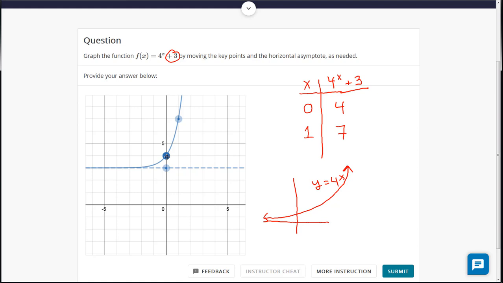There's the point 0, 4. And we should have a horizontal asymptote at y is equal to 3. The reason for that is that a regular exponential function, just 4 to the x, will have the x-axis as a horizontal asymptote. So when you add 3, that's going to shift that graph up by exactly 3.